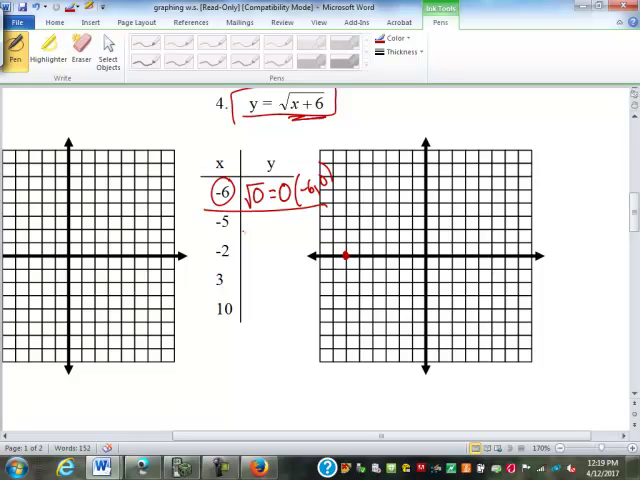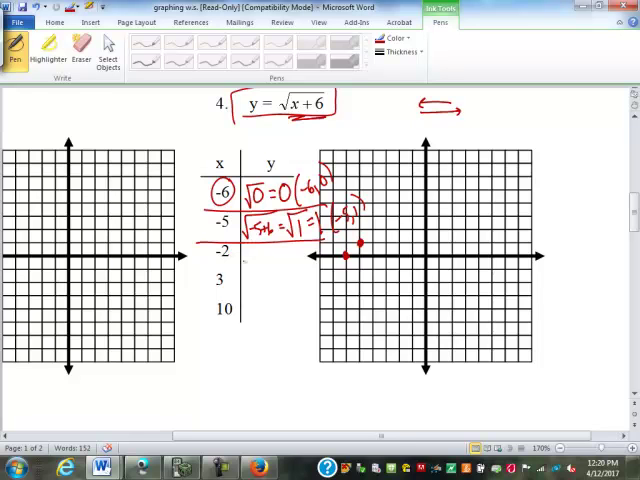If x is negative 5, y is negative 5 plus 6, then square rooted. What is negative 5 plus 6? Negative 5 plus positive 6 is positive 1. And the square root of 1 is 1. So that gives us the ordered pair negative 5, 1. So negative 5, 1 is right there.